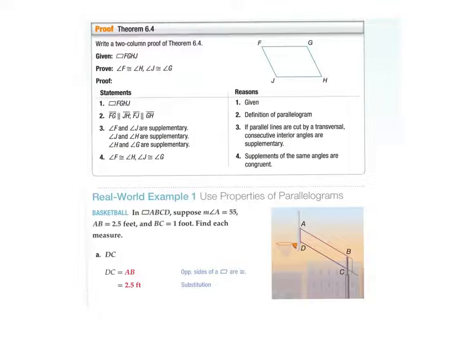Okay, so here's the proof of theorem 6.4. Write a two-column proof. It's the usual one. It's the given statement, and then working through it. The definition of a parallelogram is that opposite sides must be parallel. Angles must be supplementary, because don't forget, G and H must be 180 degrees, H and J 180 degrees, etc. So they're all supplementary. And then opposite angles must be congruent.